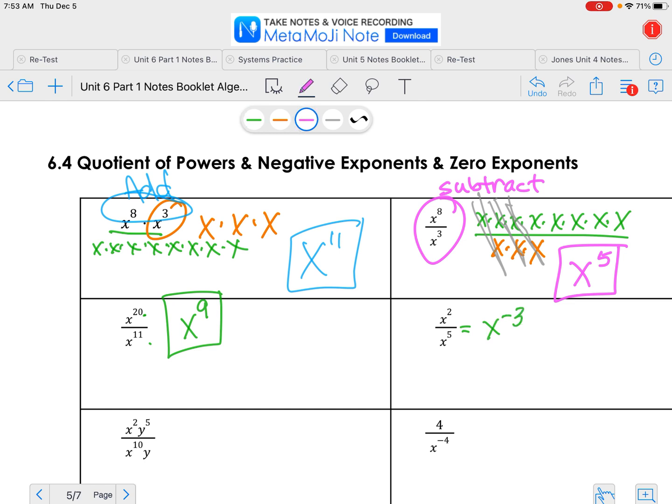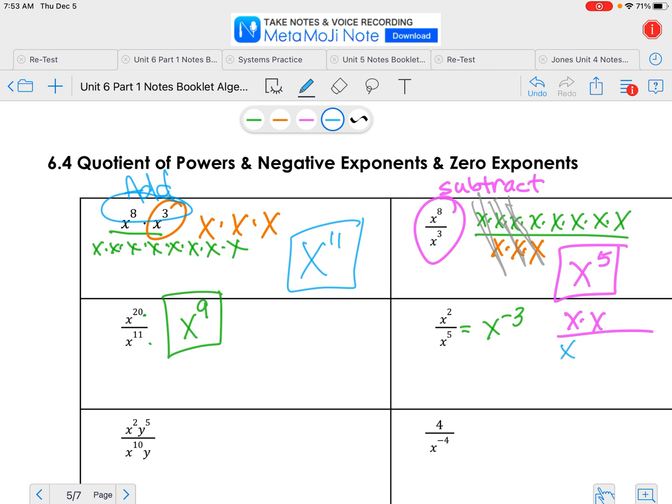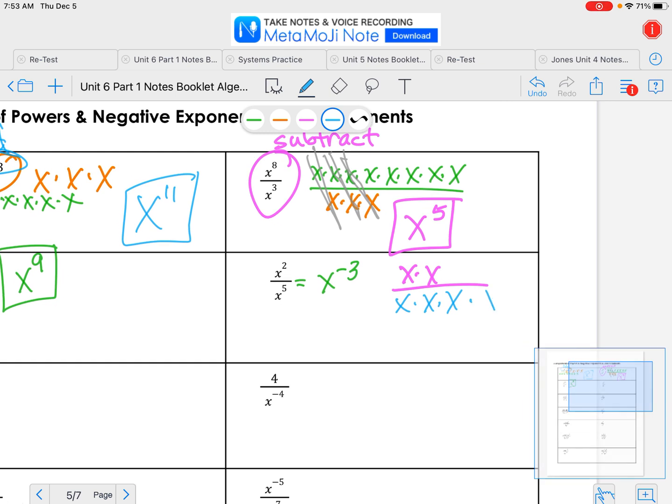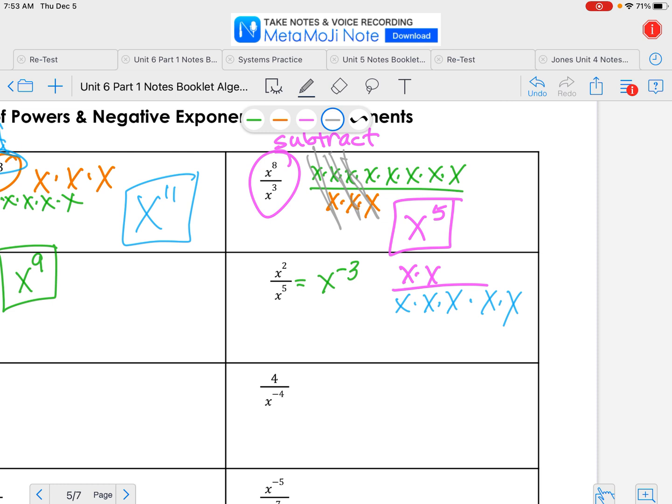So let's draw it out and see what it looks like. You had 2 x's in the numerator, and then you have 5 in the denominator. And then you cancel what you can, 1, 2. What do you have left in the numerator? Isn't it just an imaginary 1? And then you have 3 of these.